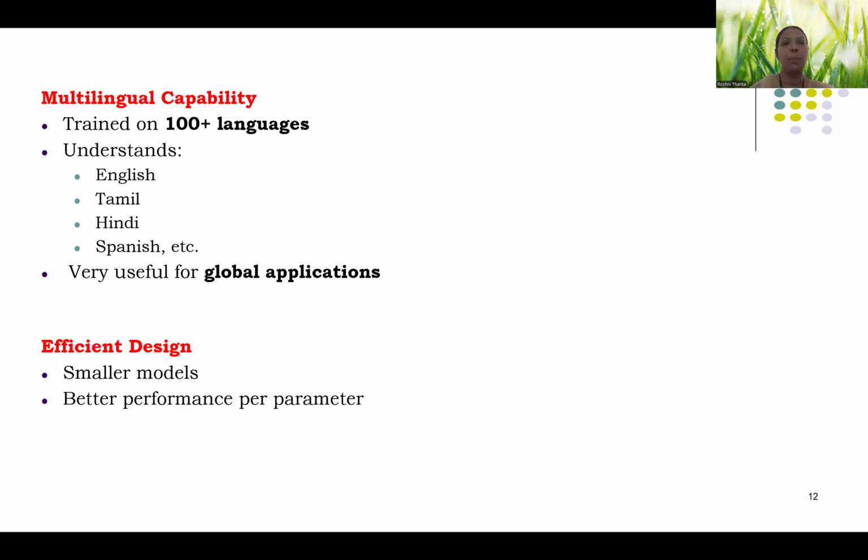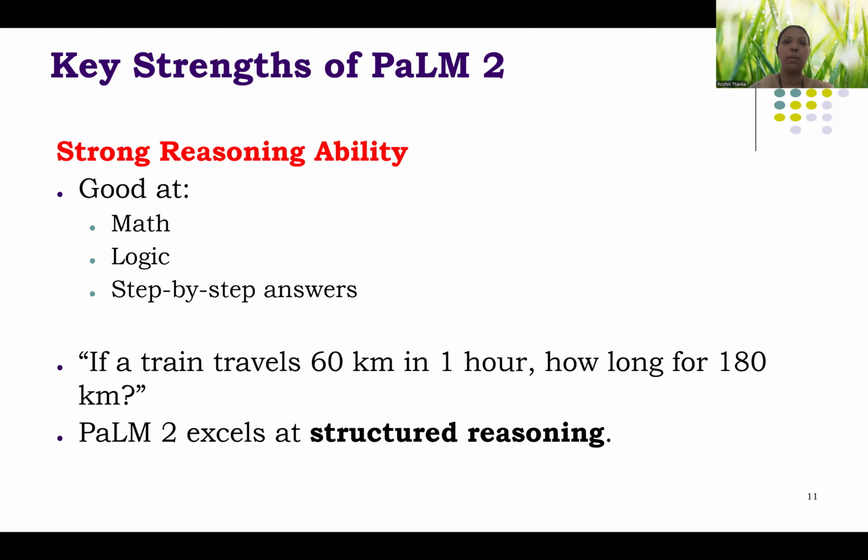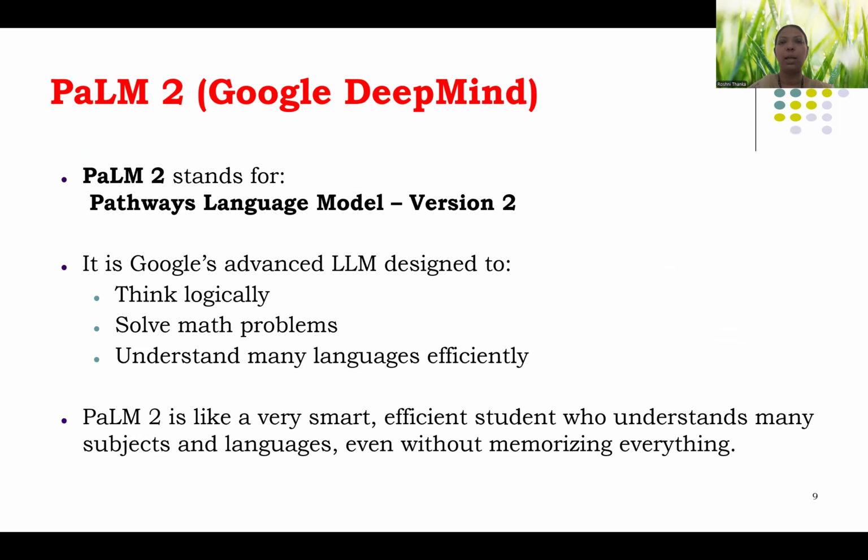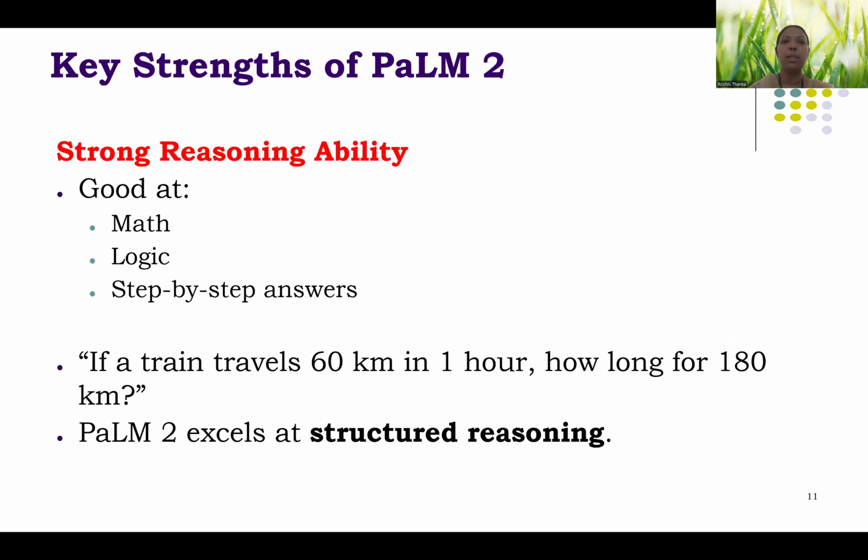Another specialty of PaLM is its multilingual capability. It is trained on more than 100 languages, so it can understand Hindi, Tamil, Spanish, and English. So it is useful for global applications. Whenever you are making a generative application that needs to understand multiple languages, you can go for this kind of LLM. It is also a smaller model and gives better performance as well. According to your needs, you can choose it. The main specialty is that it's mathematically good and also multilingual.